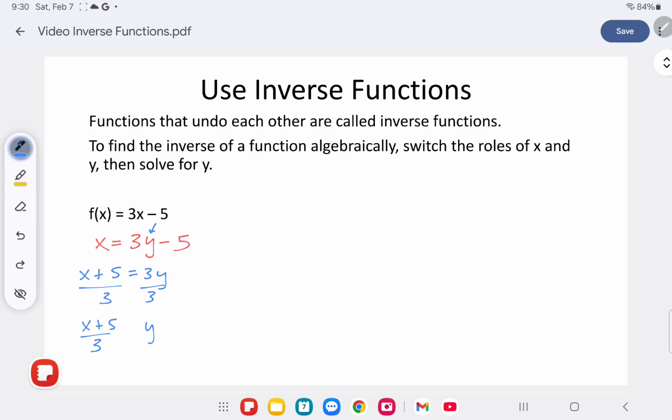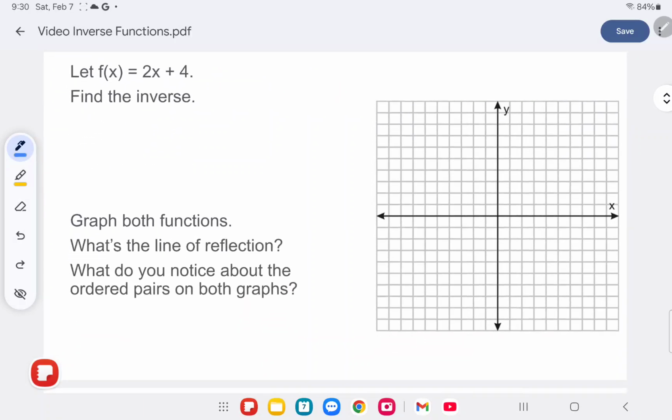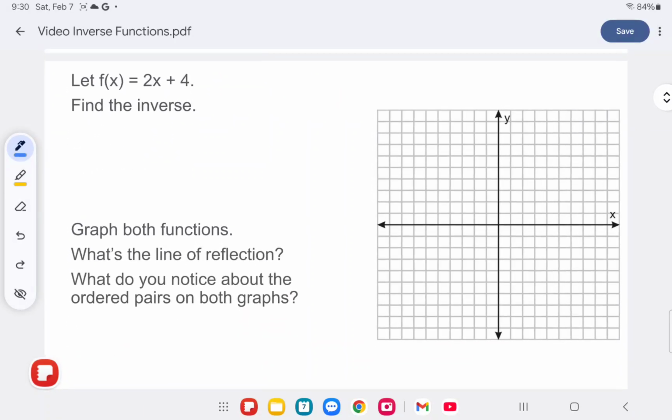That does not look like an equal sign. When we are noting an inverse function, we use what looks like a -1 exponent, but it doesn't mean to the negative first exponent. That means inverse. So when it's on a function name, it means the inverse of f equals x plus 5 over 3. So let's do that one more time, and then we'll talk a little bit more about what an inverse is.